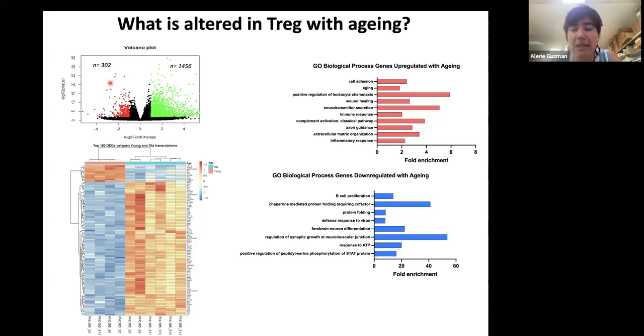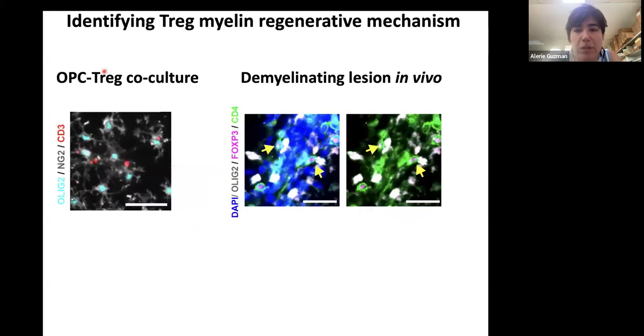So we decided to test the second hypothesis and look at what is lost with aging that is needed for remyelination. But in order to do that, we needed to narrow down from 300 candidates to something plausible to test in the lab. And to do so, we went back to both our demyelinating lesions and our in vitro model. And we saw something quite interesting.